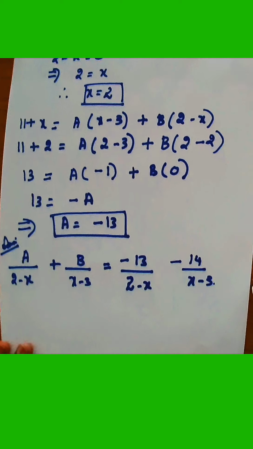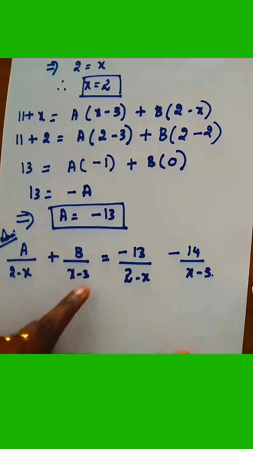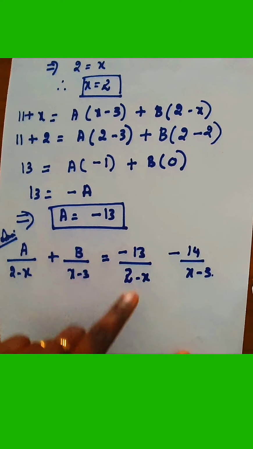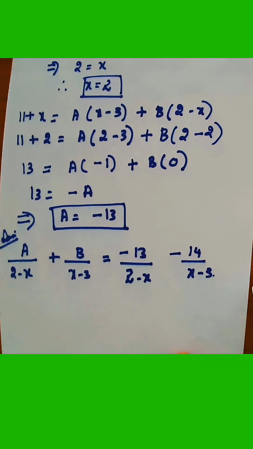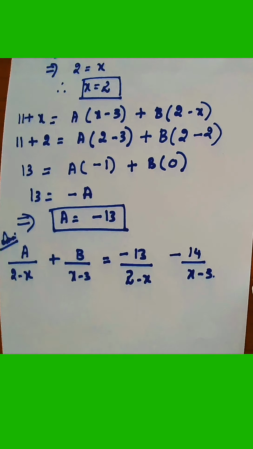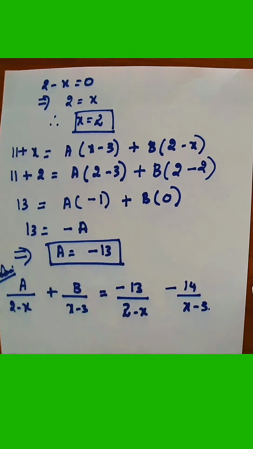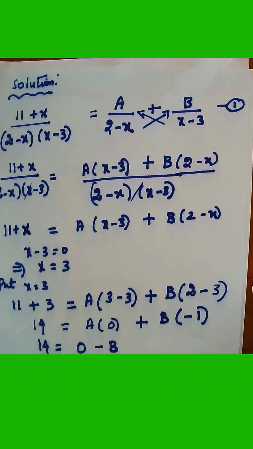So finally we have to substitute in equation 1, that is a by 2 minus x plus b by x minus 3. The value of a is negative 13 by 2 minus x and b is negative 14 divided by x minus 3. Understood students? So this is how we are going to solve. Any doubt? You can just have a look at how we have done it once again.